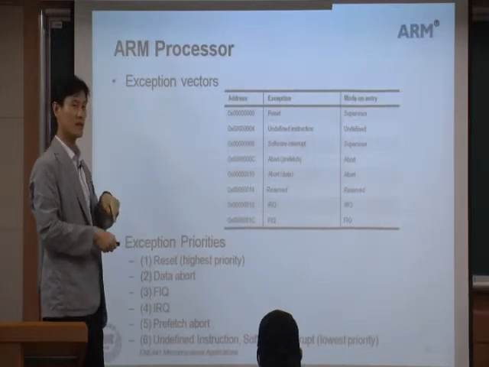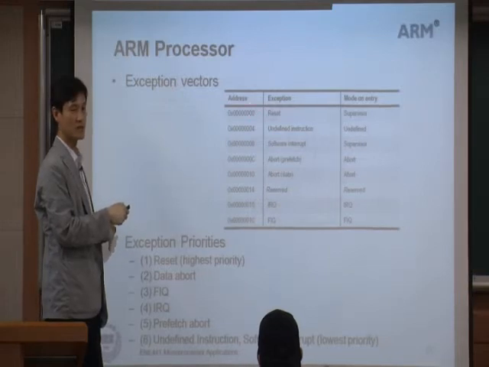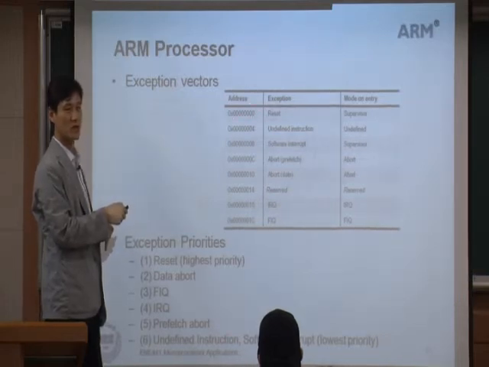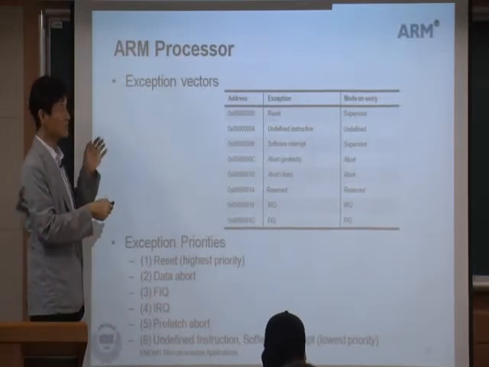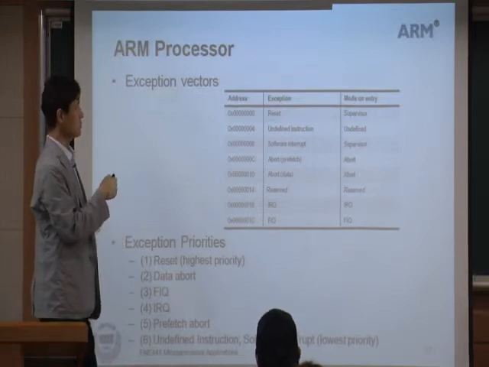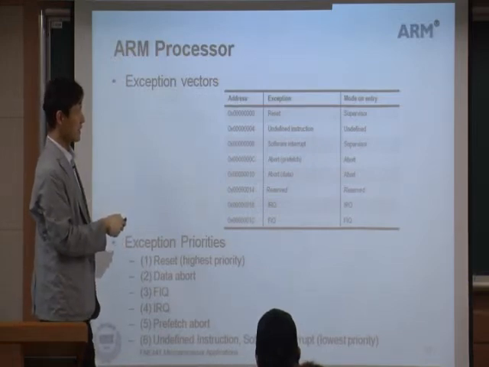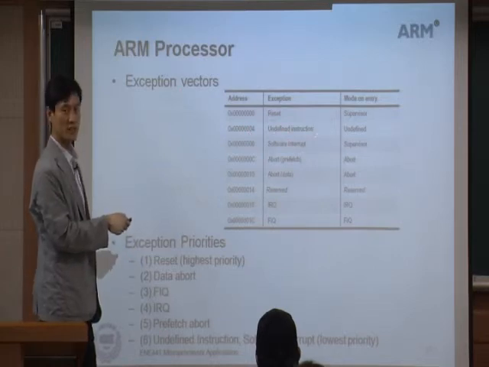When you reset, the processor always goes to here. You always start from here, right? That's why we call this a reset vector. Remember that? We have the same concept in the 8051. So this is a reset vector. And in this processor, at address 4, you have another vector called the undefined instruction vector.